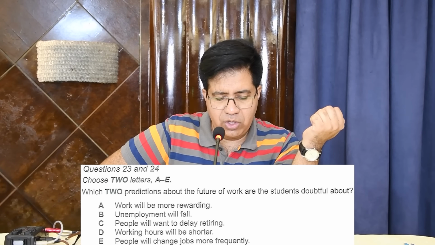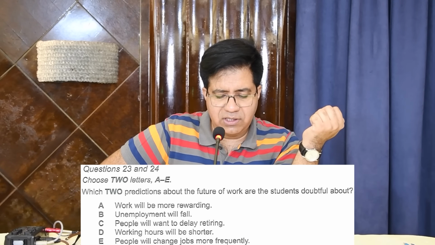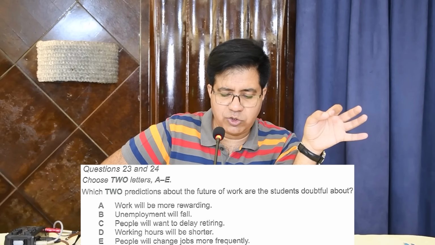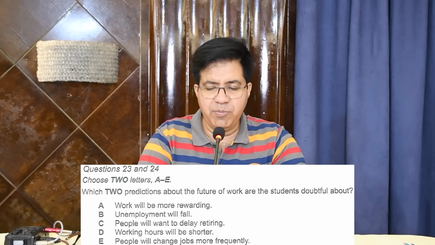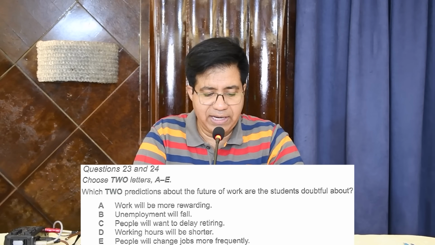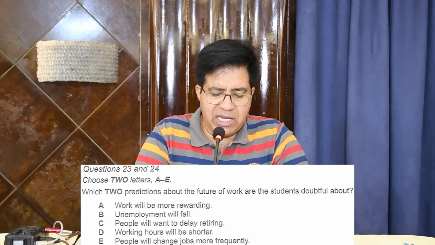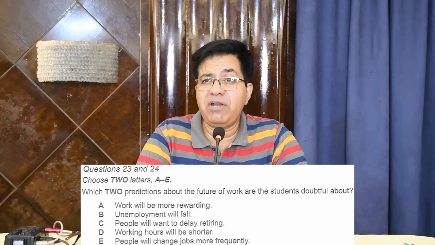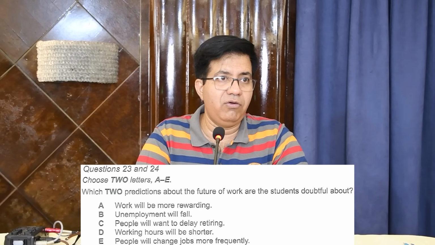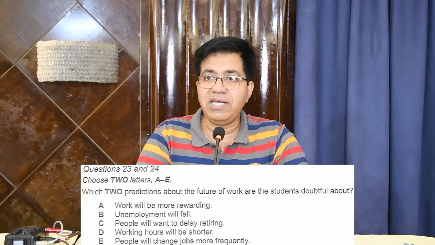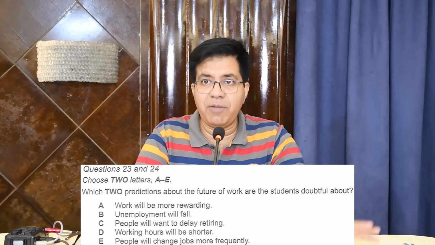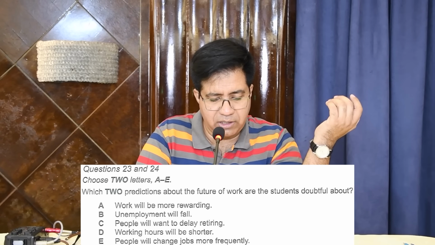So doubtful about. Option A, work more rewarding, or in other words, more rewarding work. Right? Two predictions, future of work, the work will be more rewarding. More rewarding means you will get more benefits, more salaries and all that. Option B, unemployment will fall. Now, unemployment will fall if they are doubtful about it. Doubtful means I'm not sure, I don't know, perhaps, maybe, right? So that is going to be the right answer. Employment will fall, unemployment. And if they say unemployment will increase, this is going to be the opposite one.